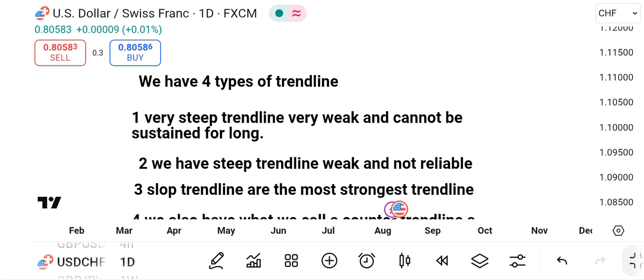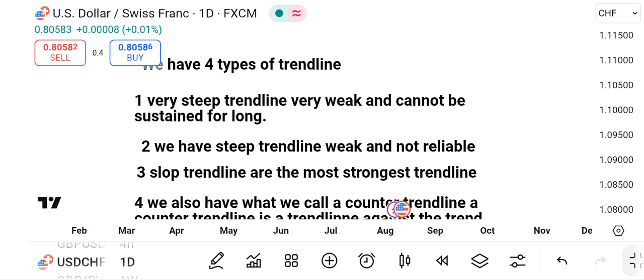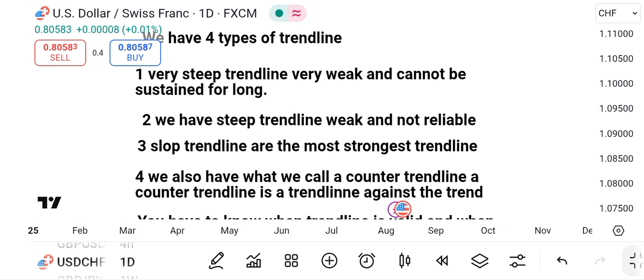The very first one is a very steep trendline, very weak and cannot be sustained for long. I'll also show you the images, and I'll also show you how to use it. So don't worry, just flow along with me. The second one is a steep trendline, weak and not reliable. And the third one is a slope trendline. They are the strongest trendlines. Note, I will also show you this both in image and in drawing.